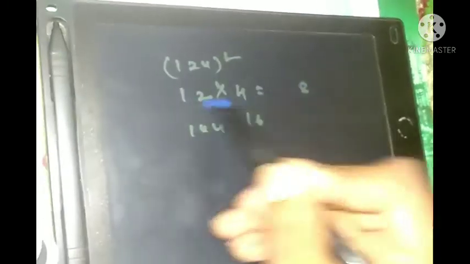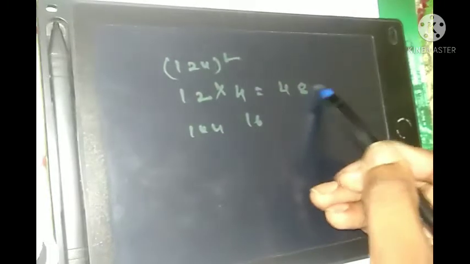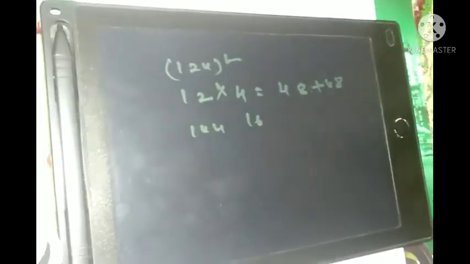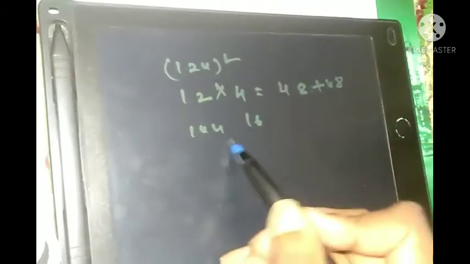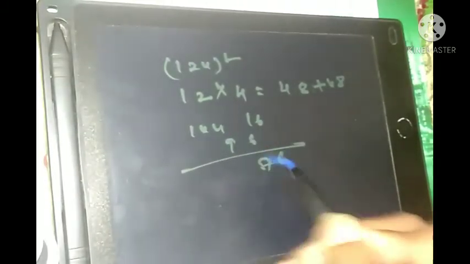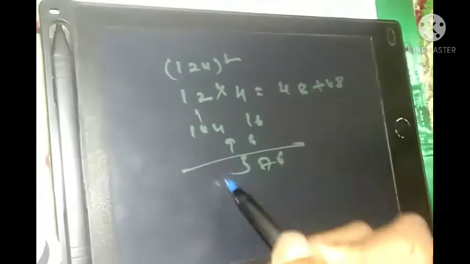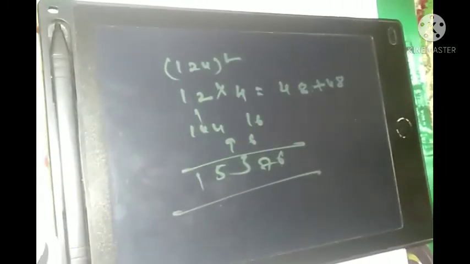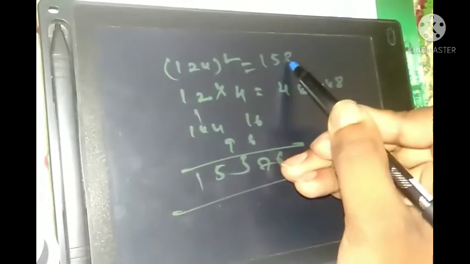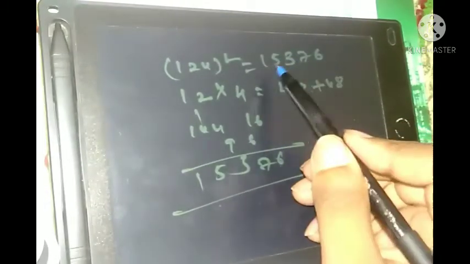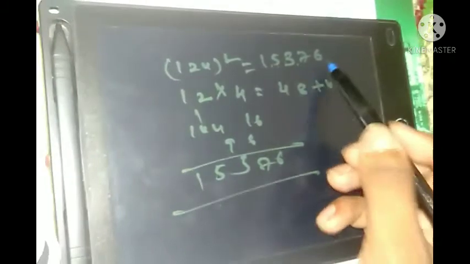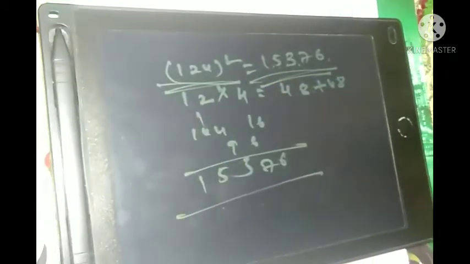4 twos are 8, 4 ones are 4, 48 plus 48, what do we get? 96. 96, correct or no? One left, one digit, write down 6, 7 is 13, 5, 1. This is the answer for this question. How simple is that? Yes or no? 5 3 1 5 1 5 3 7 6. This is the answer for 124 whole square.